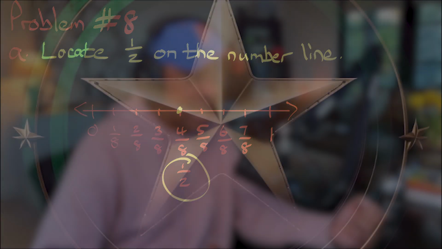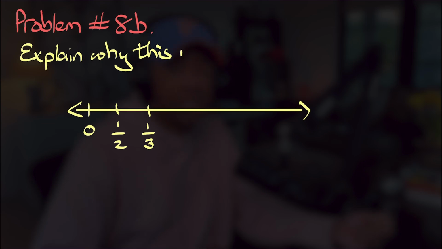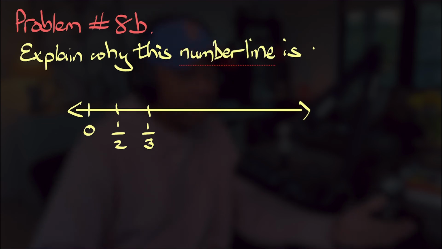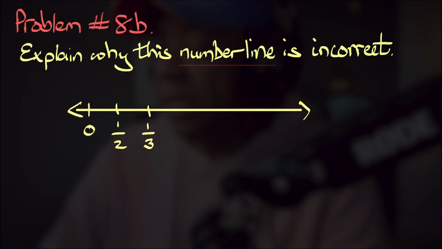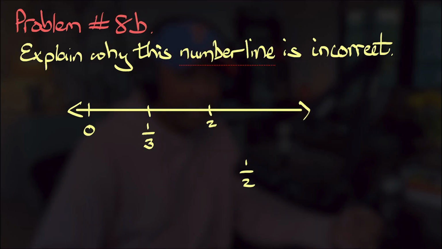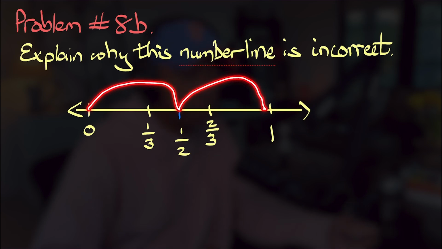Question 8b, explain why this number line is incorrect. So I look at it, and right away I see 1/2 is before 1/3. That's wrong. I'm going to remove 1/2, and I'm going to give my number line 3 equal parts, since that's what 1/3 shows. And 1/2 is exactly halfway between 0 and 1. So it's going to go right in between 1/3 and 2/3.